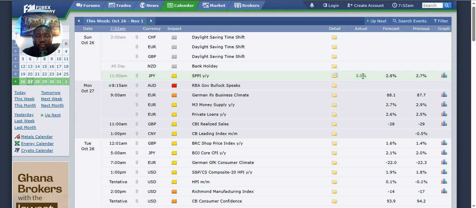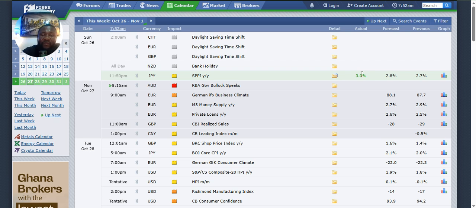So one of the most important things you pay attention to is the impact. If the actual is published in red, it means it's a very bad report. If it is published in green, it means it is a positive report. And whenever it's a positive report, it means that the currency is likely to gain more momentum as time goes on. I'll be explaining the forecast and the previous in the next video.